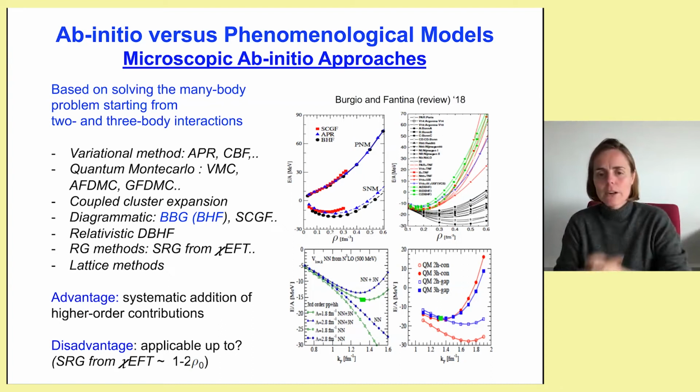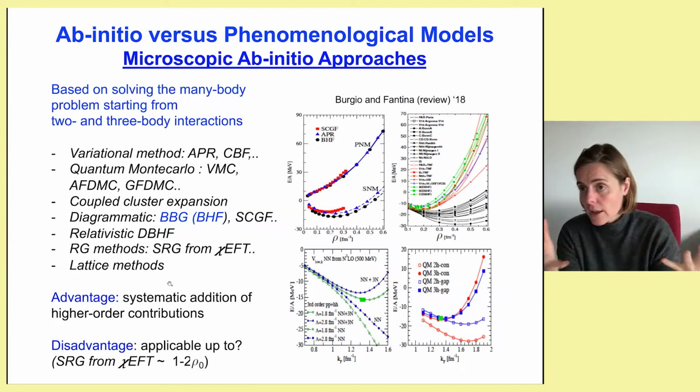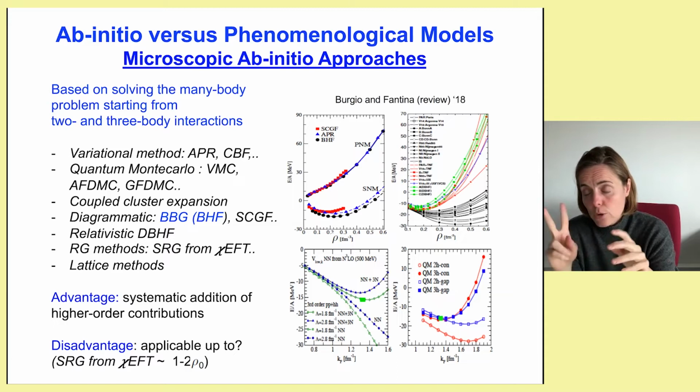There is the relativistic version of that. There are also what they call renormalization group methods. Of course, lattice. I mean, you put the nucleons in a lattice, okay? And then try to solve all the possible correlators and things. So it's hard work, okay? Because we don't have only two particles, we have many.